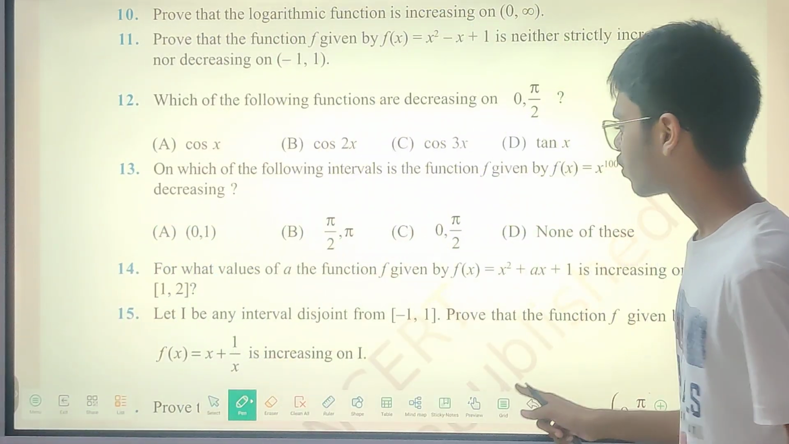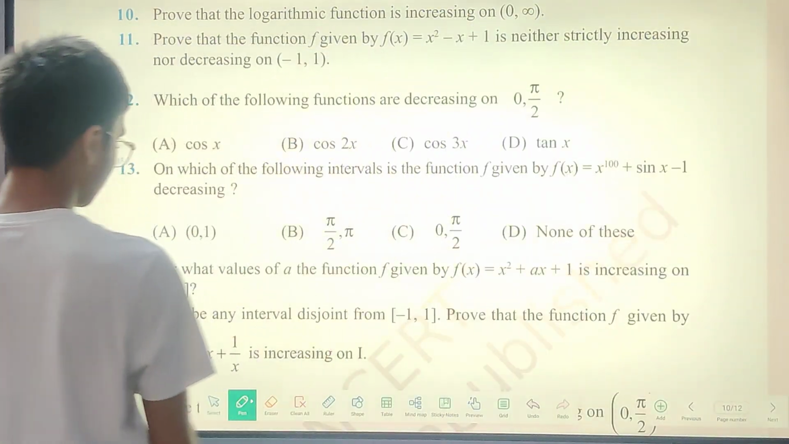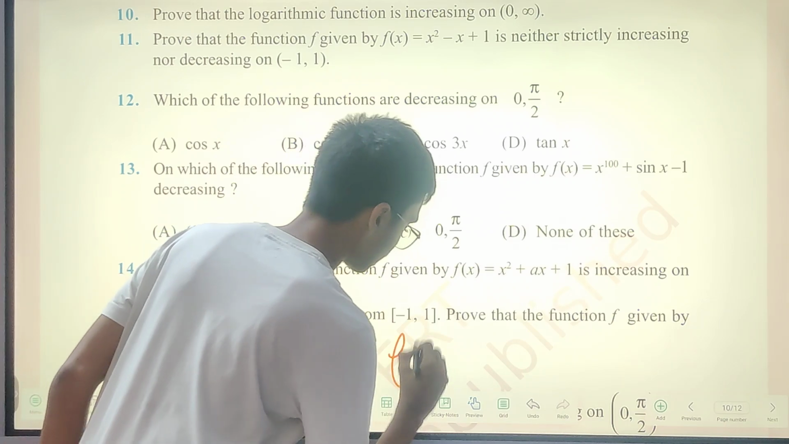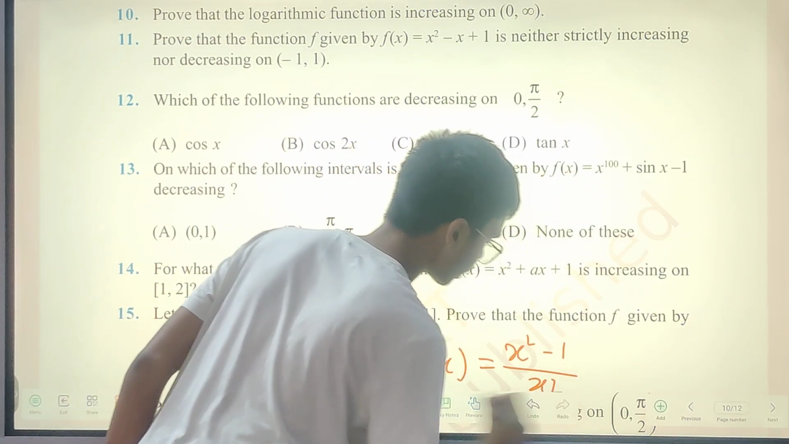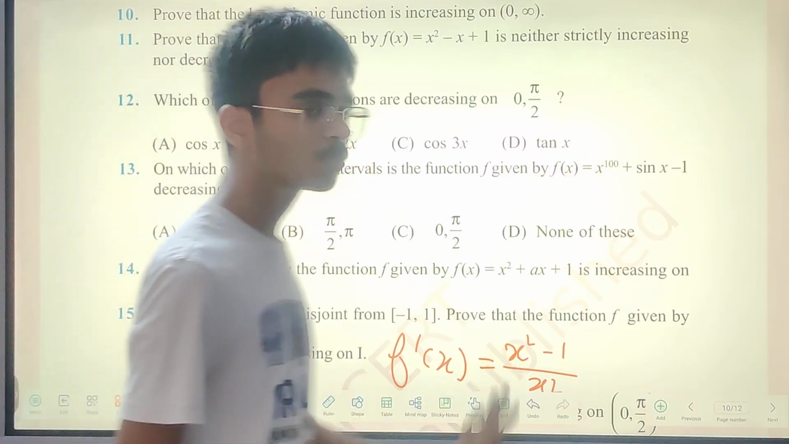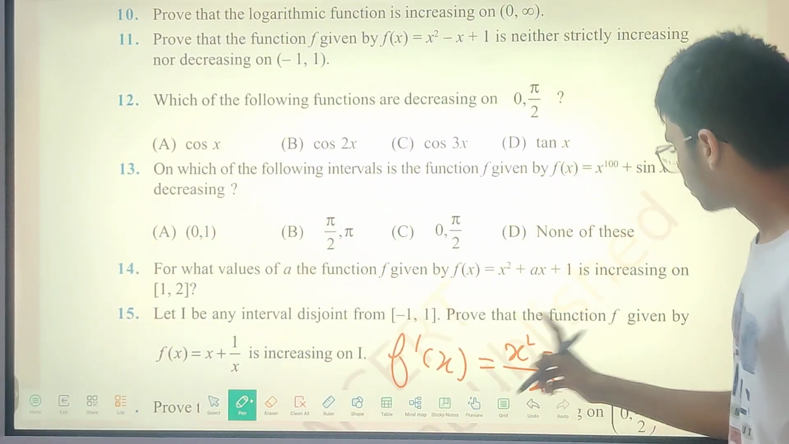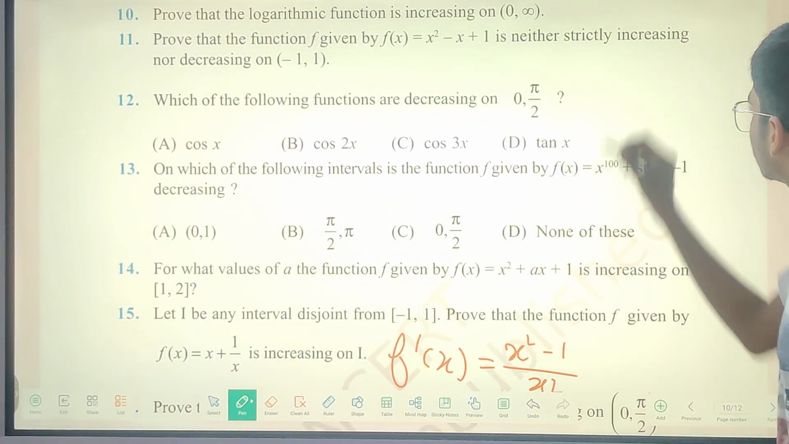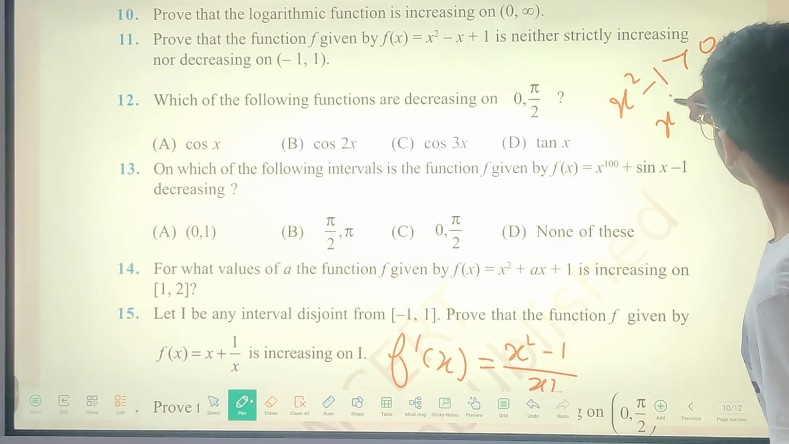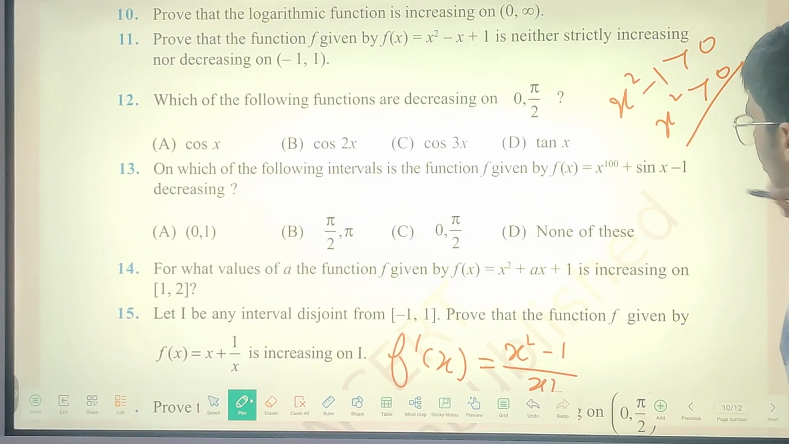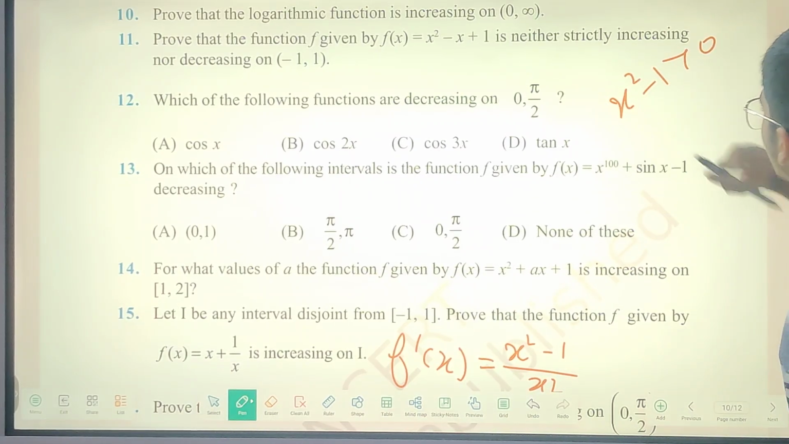Okay, so we have got our f of x. Our f dash x is actually x square minus 1 by x square. Now they are asking us to prove it. To be increasing, x square minus 1 should always be greater than 0, and also x square should always be greater than 0. This is a factor. Okay, because 0 is not there. Perfect. So this one is proved, but this one you will have to prove.